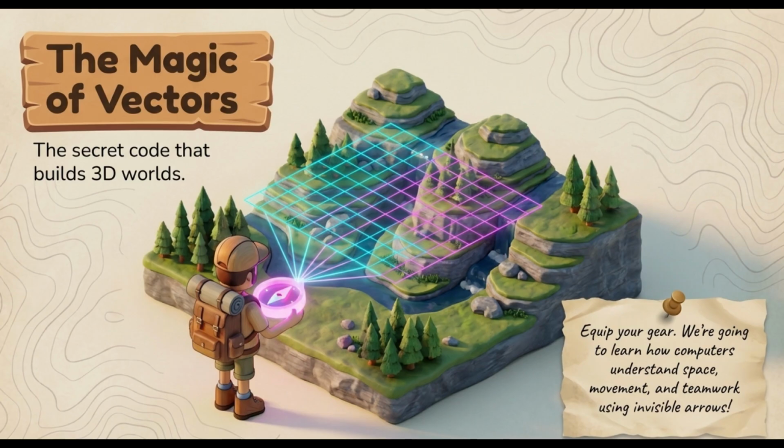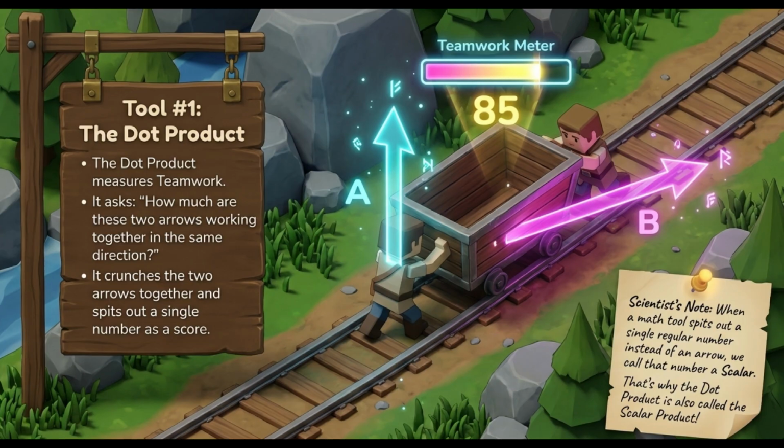Okay, that makes sense. But the presentation brings up this puzzle called the crossroads problem, which is, well, how do you multiply two directions? Yeah, because in normal math, 3 times 4 is 12. Easy. But you can't just multiply the lengths of vectors. No, because the way they point fundamentally changes the whole outcome. So mathematicians had to invent entirely new ways to multiply these arrows. And the first tool is the dot product.